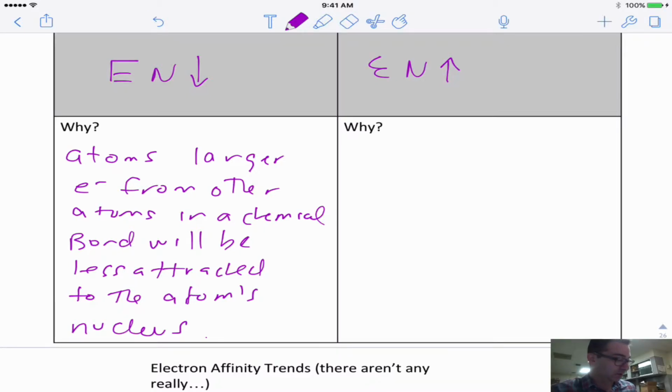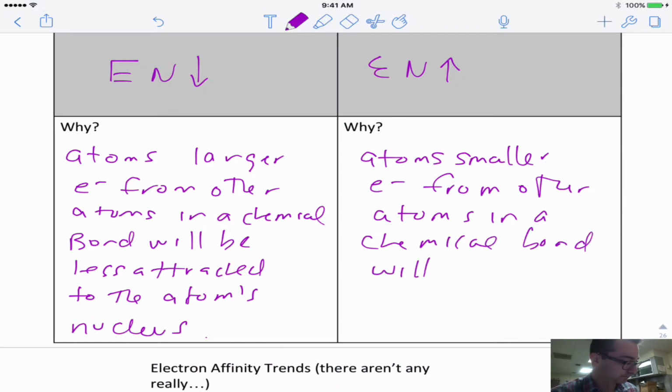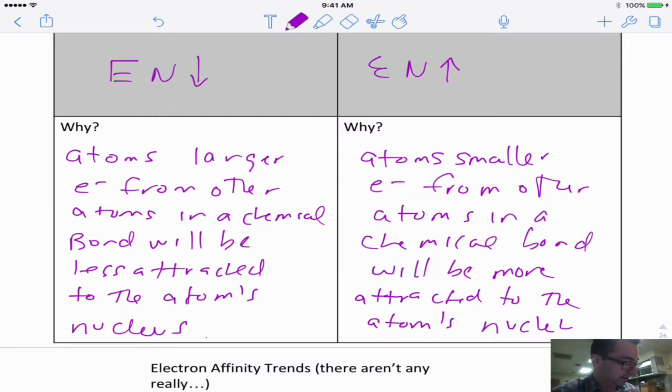When we go across, we have the opposite effect. We have atoms that are smaller. Because of this, electrons from other atoms in a chemical bond will be more attracted to the atom's nucleus.